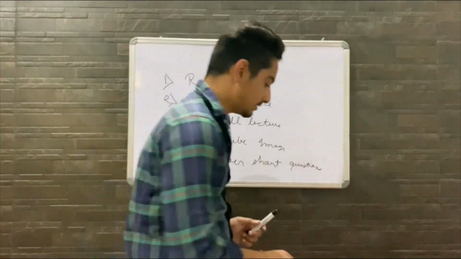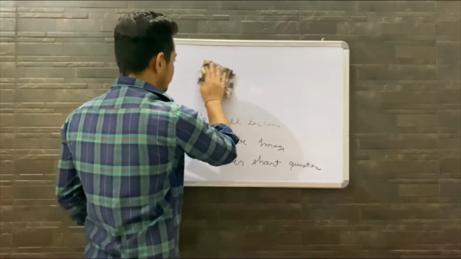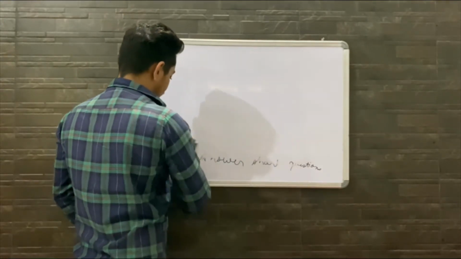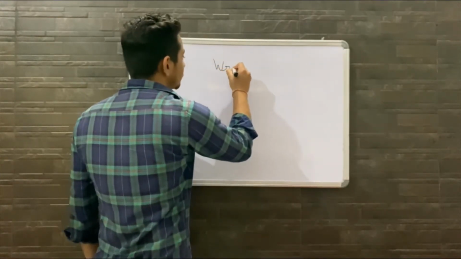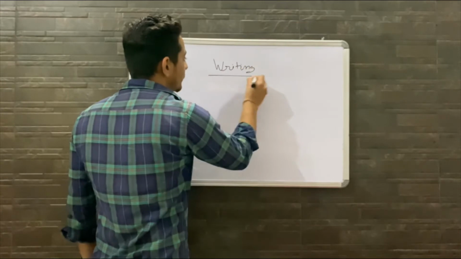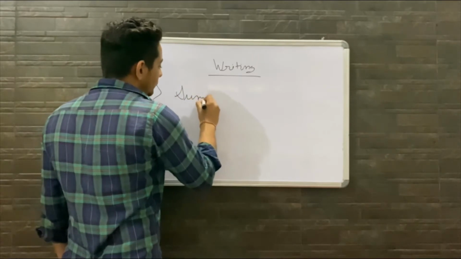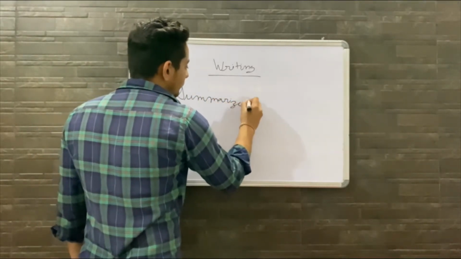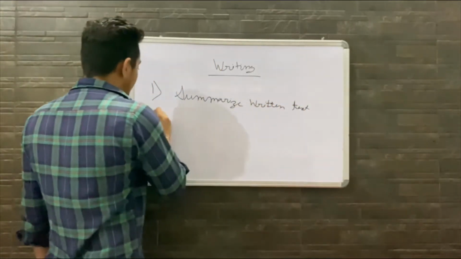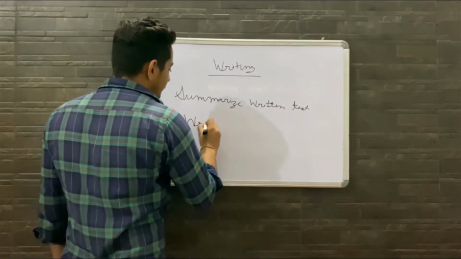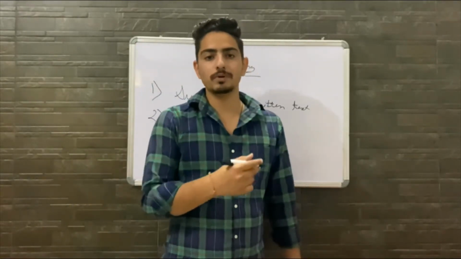Now moving to the writing section. Let's discuss about writing. Writing has only 2 subparts. First one is summarize written text, and the second one is write essay. Now moving to the third part, that is reading.